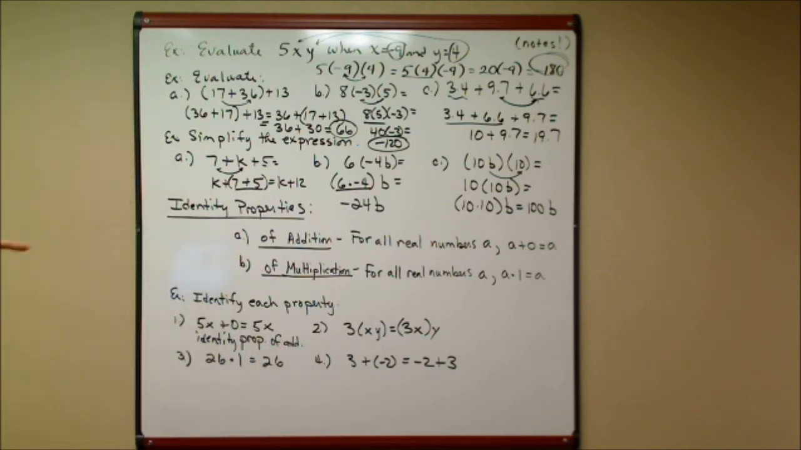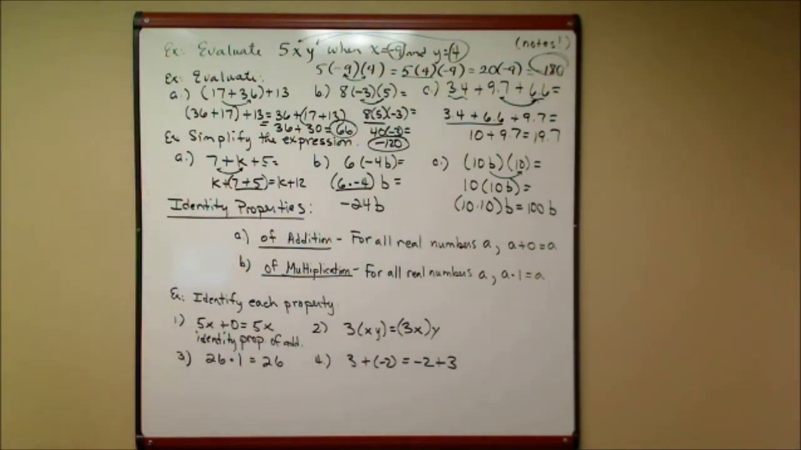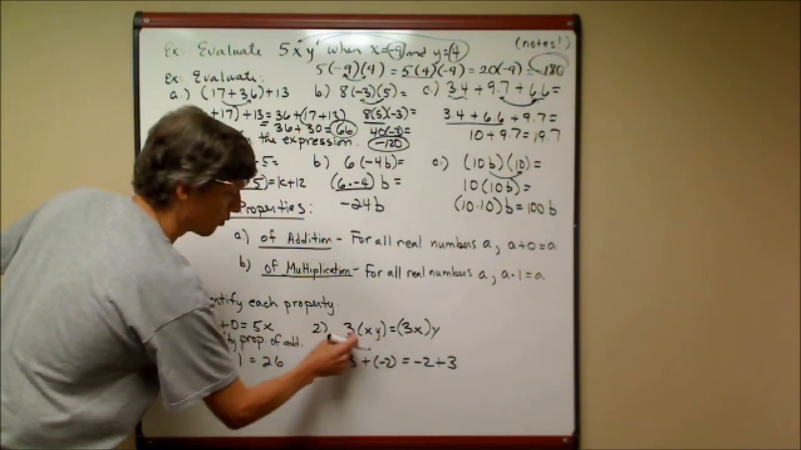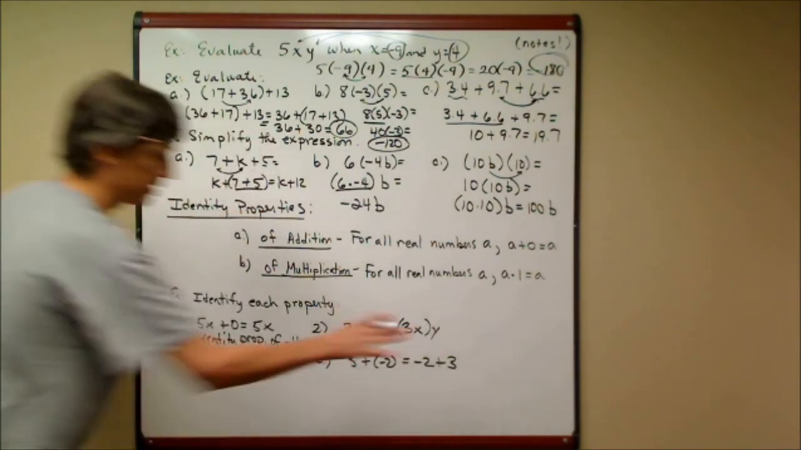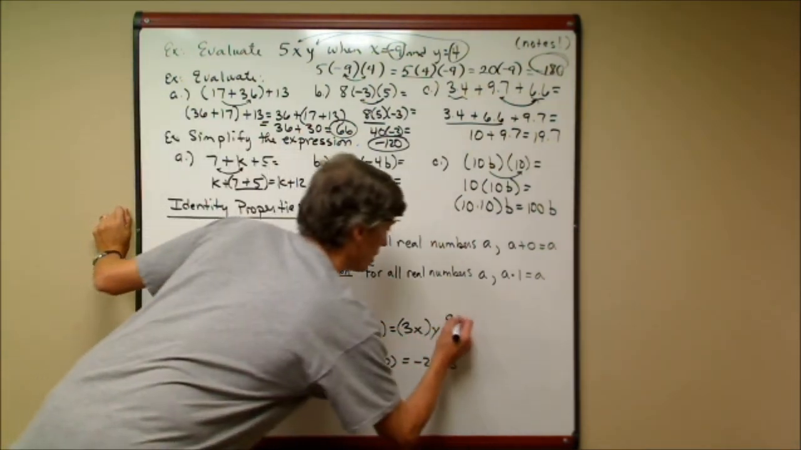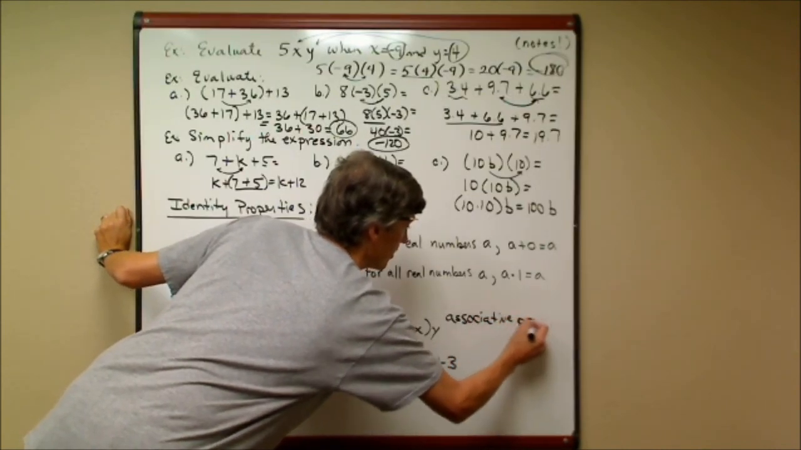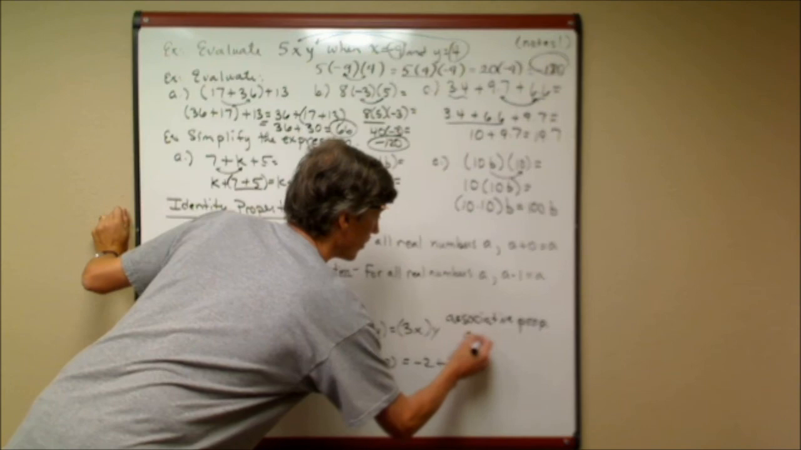Okay? The next one over here, I am multiplying 3 times the quantity xy, and I'm setting that equal to the quantity 3x times y. It's not up on the screen anymore, but you should have it in your notes. This is an example of the associative property, because what's happened is the order stayed the same, 3, x, y, not commutative, but you have regrouped. You have the last two grouped, now you have the first two grouped. So this is the associative property, and you're multiplying, so of multiplication.